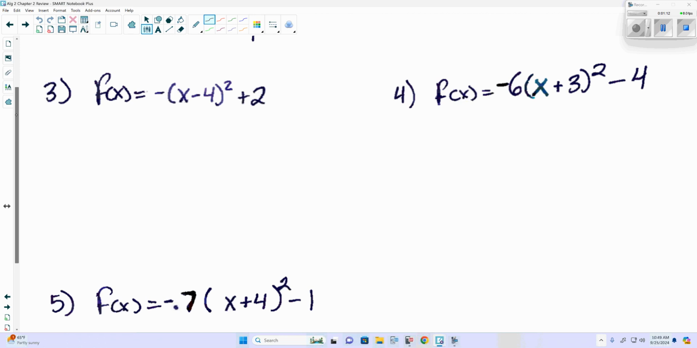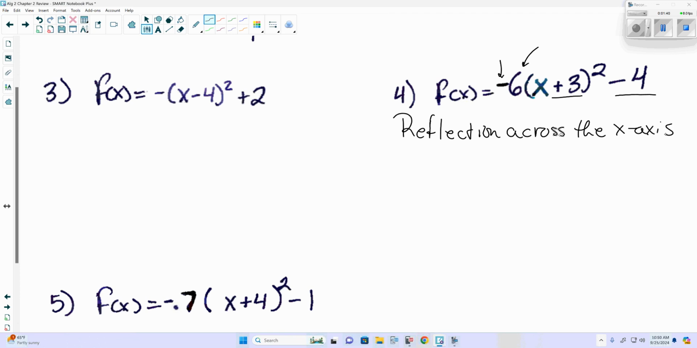Now, 4 has 4 transformations. We have the -4 outside the parentheses, the +3 inside. We have the negative and the 6, because the negative and 6 have 2 different transformations. The negative in front of the 6 tells us that there is a reflection across the x-axis. Because if there's a negative where a is supposed to be, the negative is part of the reflection, the number isn't part of the vertical stretch or shrink.